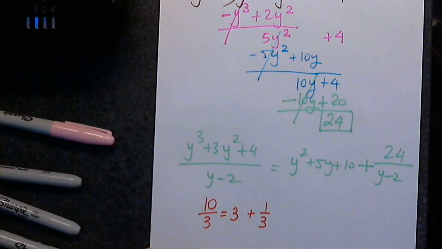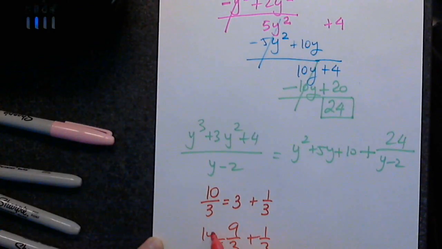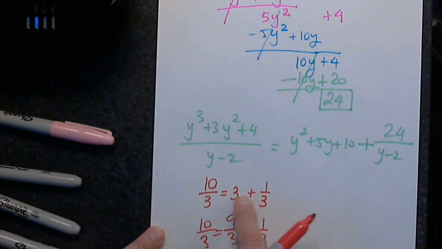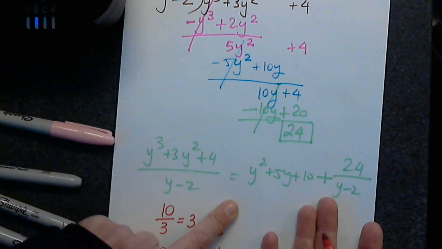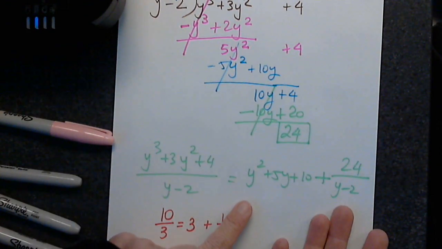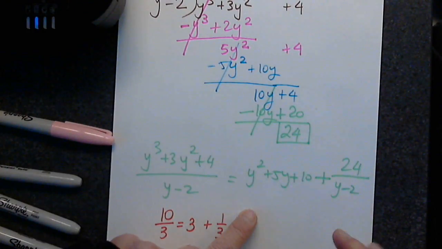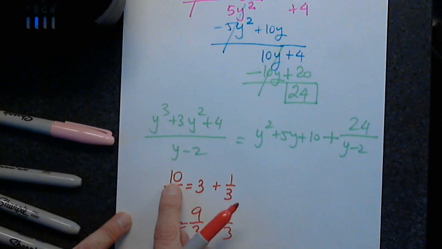Agreed? Yes? This is 9 over 3 plus 1 over 3. Is this 10 over 3? Yes. And 9 over 3 is 3. Oh, got it. So 3 times 3 plus 1 is 10. How will I check this? That's your hint: 3 times 3 plus 1 to check the 10.